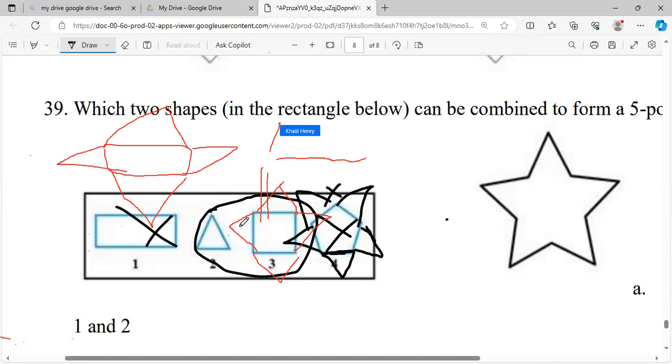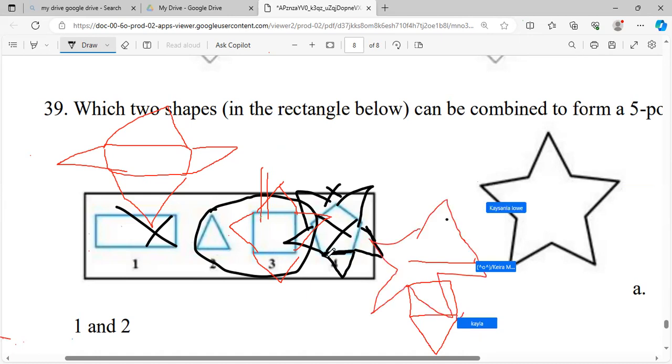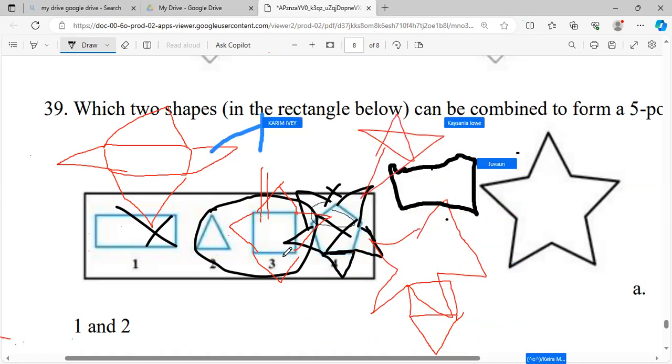Alright, draw it. Alright, the others clear it off. Number 4, sir, only the top part could be. So you could put the triangle at the top. Triangle at the top.